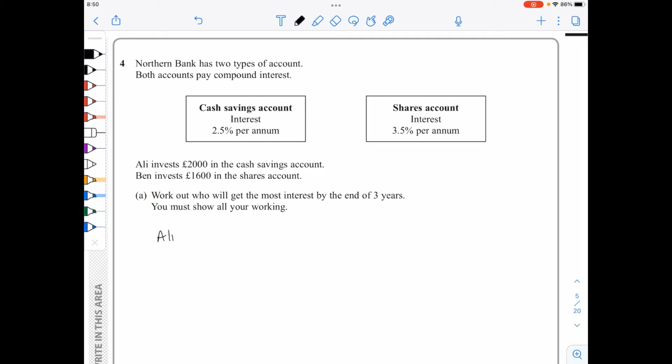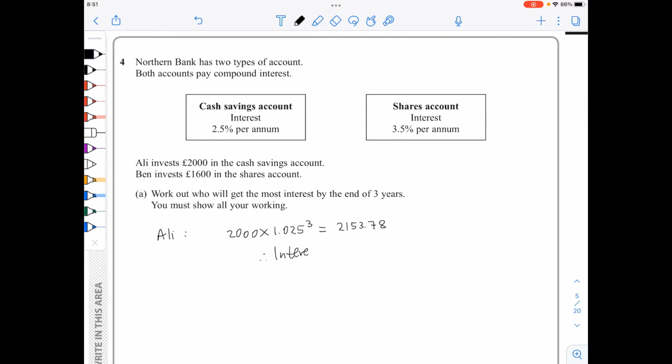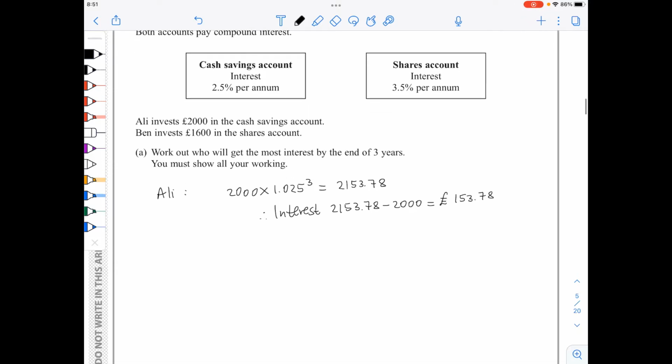So for Ali, we've got 2,000 originally invested. Now, each year the amount of money increases by 2.5%. So this is a multiplier of 1.025. And this will happen for 3 consecutive years. So I raise to the power of 3, giving an answer of 2153.78. And therefore the interest gained is simply the total amount of the investment at the end of the 3 years minus the original amount invested, which is £153.78.